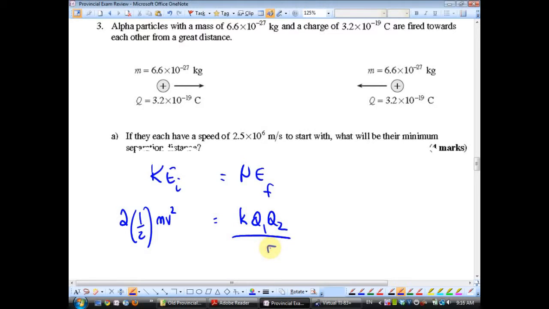Oh, are both charges the same? Do you mind, can I save myself some time and just do this? Because Q1 times Q2 is just Q squared, if they're the same. Less typing. What do they want me to find?